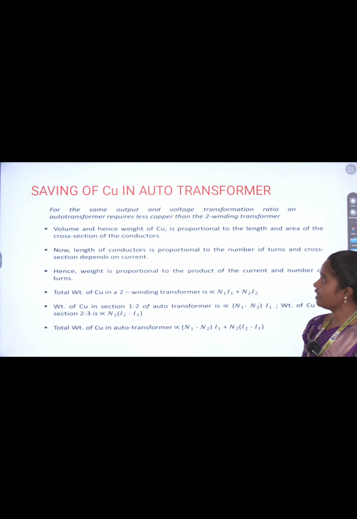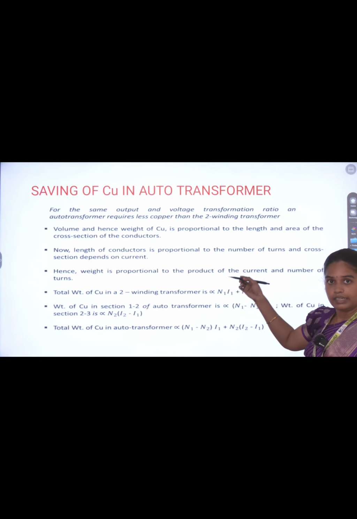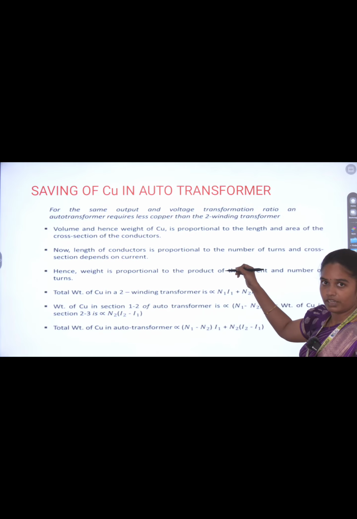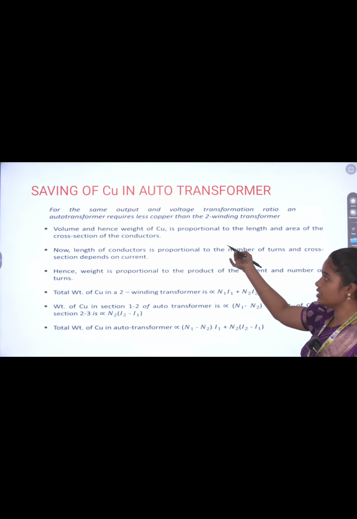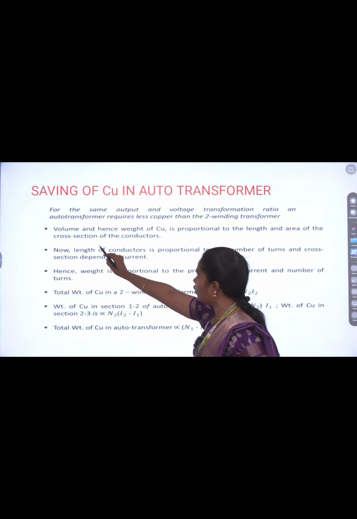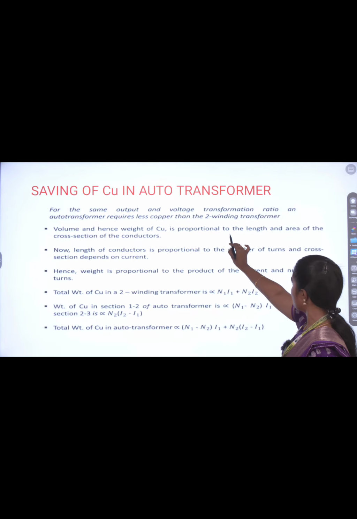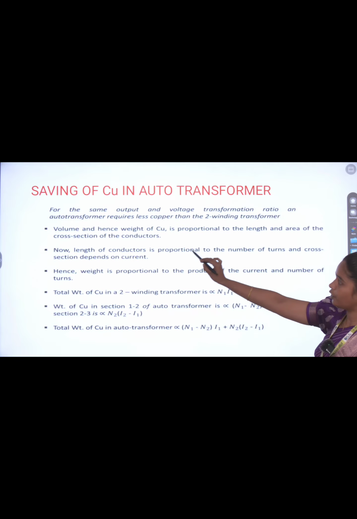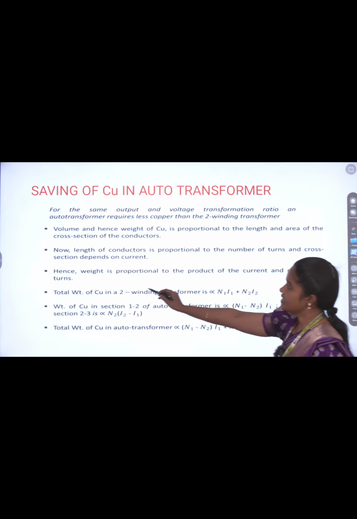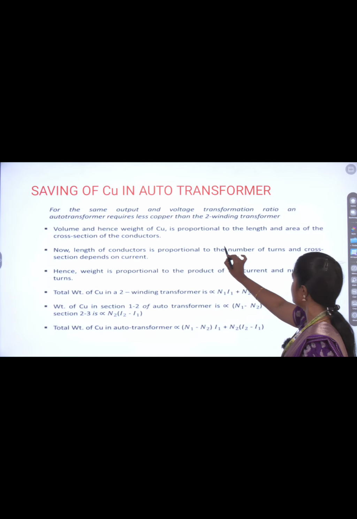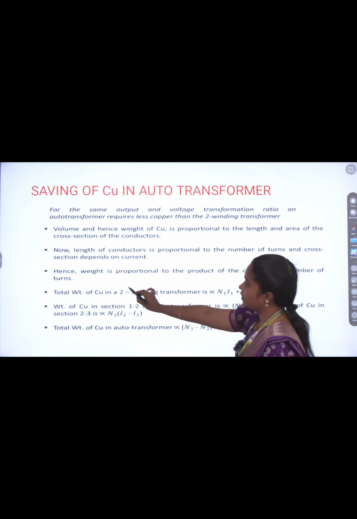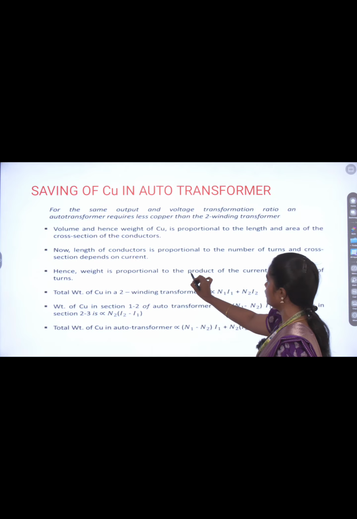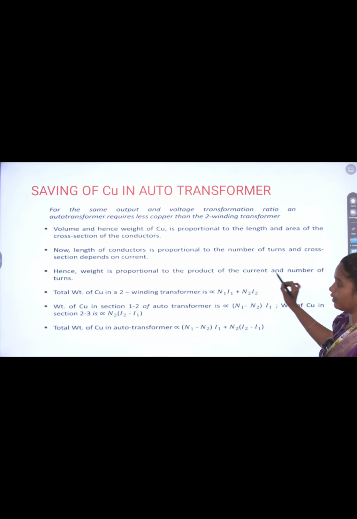And next one, saving of copper in auto transformer. Already I told that in an auto transformer there is only one winding, so the copper loss is less compared to the conventional transformer. First one, the volume and weight of copper is proportional to the length and cross-section area of the conductor. Next one, the length of the conductor is proportional to the number of turns and the cross section depends on current. And third one, weight is proportional to the product of current and number of turns.